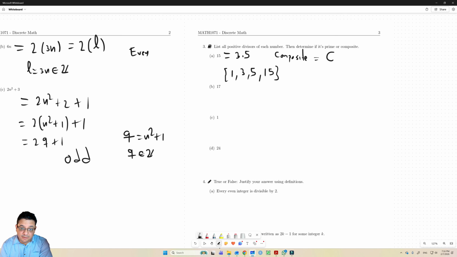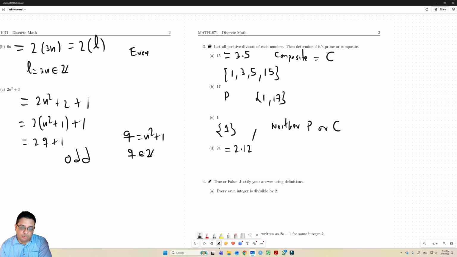For 17, 17 is actually a prime number. So this is a prime, and the only divisors of this are 1 and 17. Now for 1, the only divisor is 1. And by definition, this is neither prime nor composite. Okay?